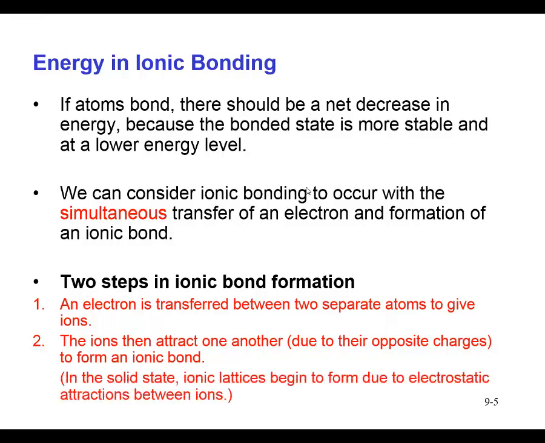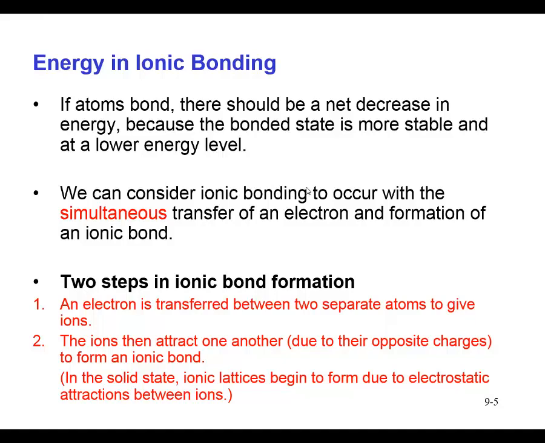Now, in the solid state, what we're going to have is an ionic lattice. This is due to electrostatic attraction between all of the dissimilar charged ions, between all the cations and the anions. The ionic lattice, where all these cations and anions are stacked together, will try to minimize repulsions between like charges. So the cations will tend to be placed further from other cations and closer to anions, and vice versa.